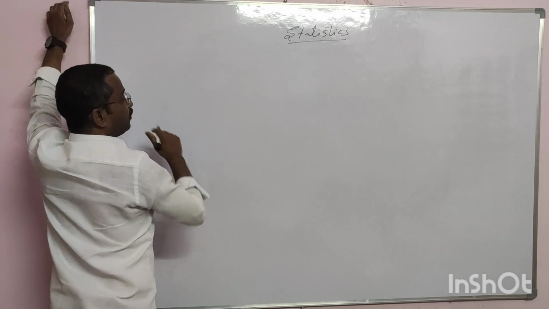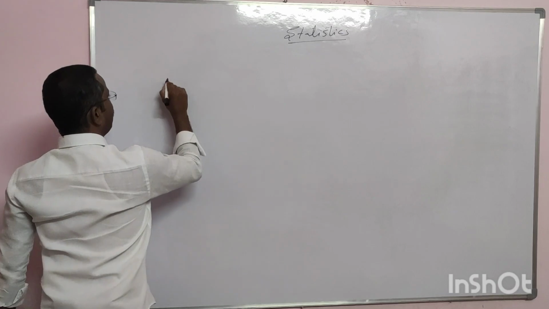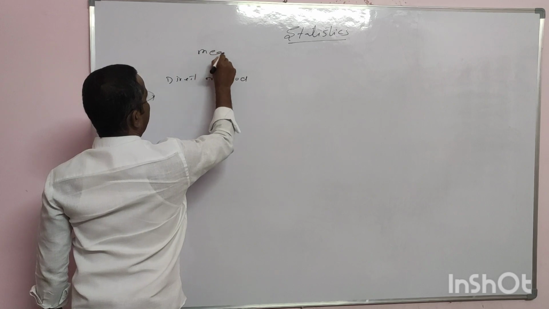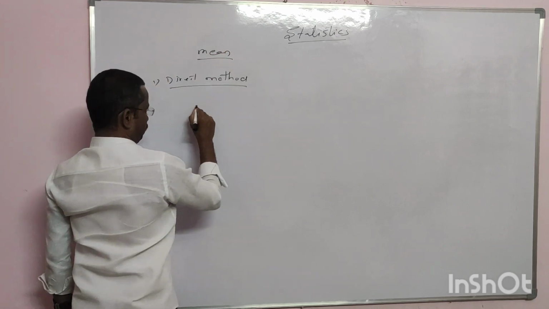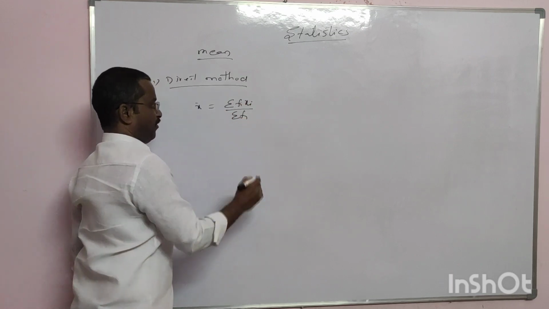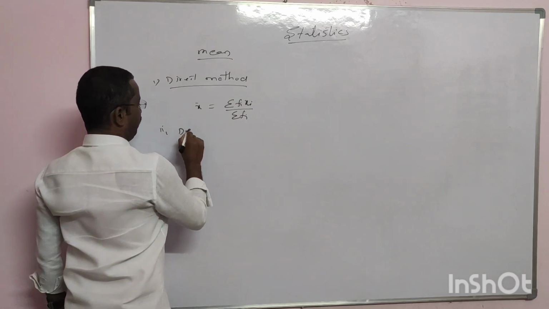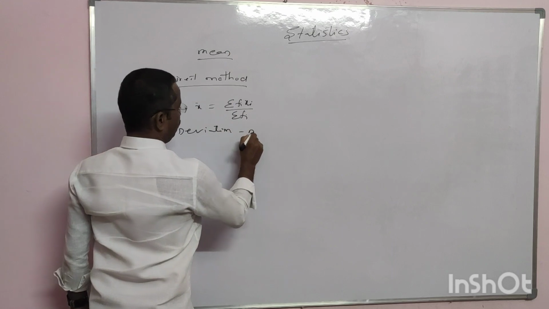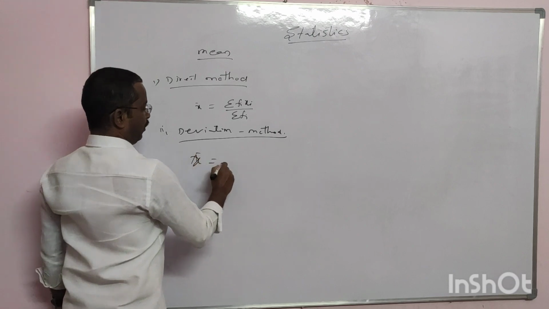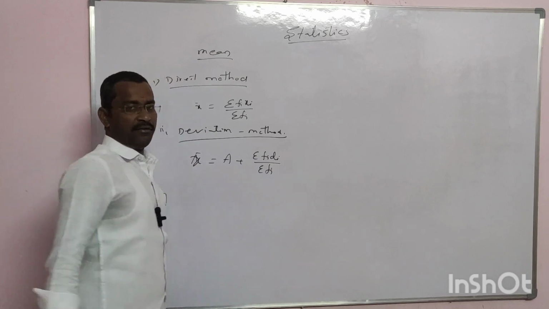If you are given the methods: direct method, deviation method, step deviation method. Let's write the formulas. First, the direct method for finding the mean. Number one, x bar is equal to sigma fi xi by sigma fi. This is your direct method. And the second one, deviation method: x bar is equal to a plus sigma fi di by sigma fi.